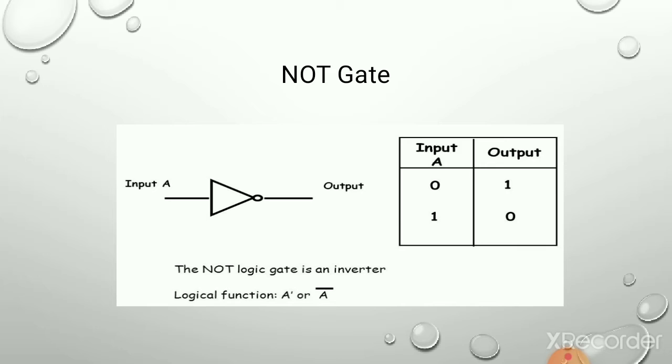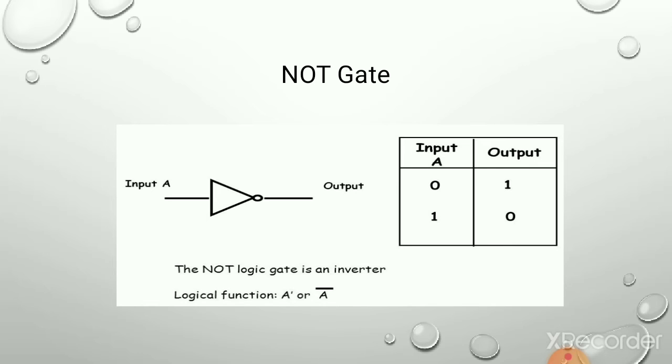The NOT gate is also known as an inverter because its output is the inverted or complemented version of its input. The bubble in the symbol of a NOT gate indicates the inversion operation. The operation of a NOT gate for various input combinations is shown. Let's move on to the next gates.